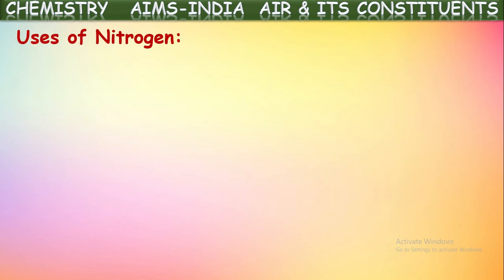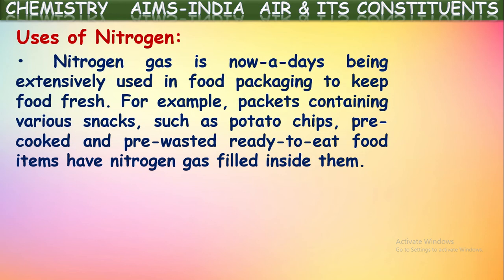Now let us see what the uses of nitrogen are. Just now we have seen one use, that is the preparation of proteins by the plants. Now let us see the remaining ones here. Nitrogen gas is nowadays being extensively used in food packing to keep the food fresh. As we said, nitrogen is azote gas. It won't help the growth of any living things in its atmosphere. That's why if these food packs are flushed with this nitrogen gas, it won't allow the growth of any bacteria or any fungus inside, so that the food will be fresh enough.